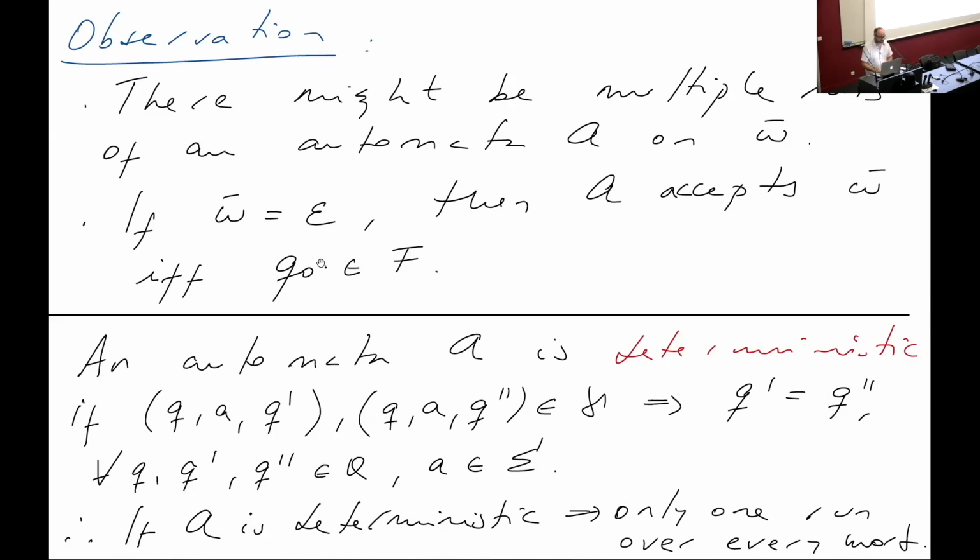Now, an automaton is deterministic when there exists a single run over every word. How can this happen? Well, for every state q and every letter a, if we have two tuples of the form (q, a, q') and (q, a, q'') in the transition relation, then q' has to be equal to q'', so we cannot have two different tuples of this form in delta. In this case, the automaton is deterministic, and this tells us that there exists a unique run of an automaton over a word.